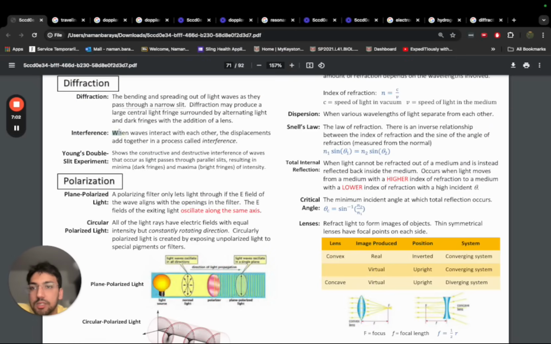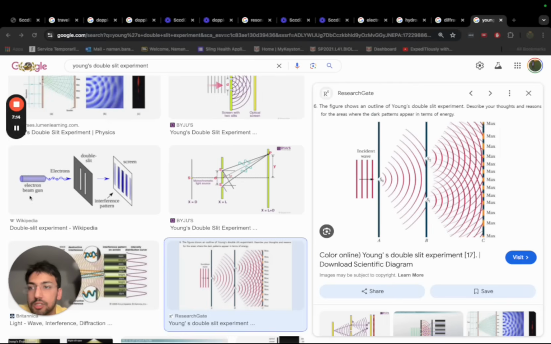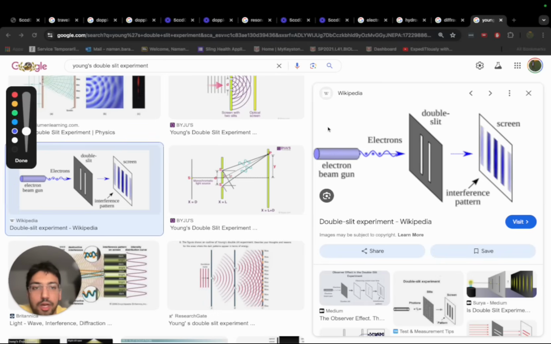Okay, the next thing is interference, and this is what I've already talked to you about, which is that when waves interact with each other, displacements add up, and that's called interference. Now we have Young's double slit experiment, and this is very important. This is a good image I found on Young's double slit, and essentially you send these electrons into a double slit.